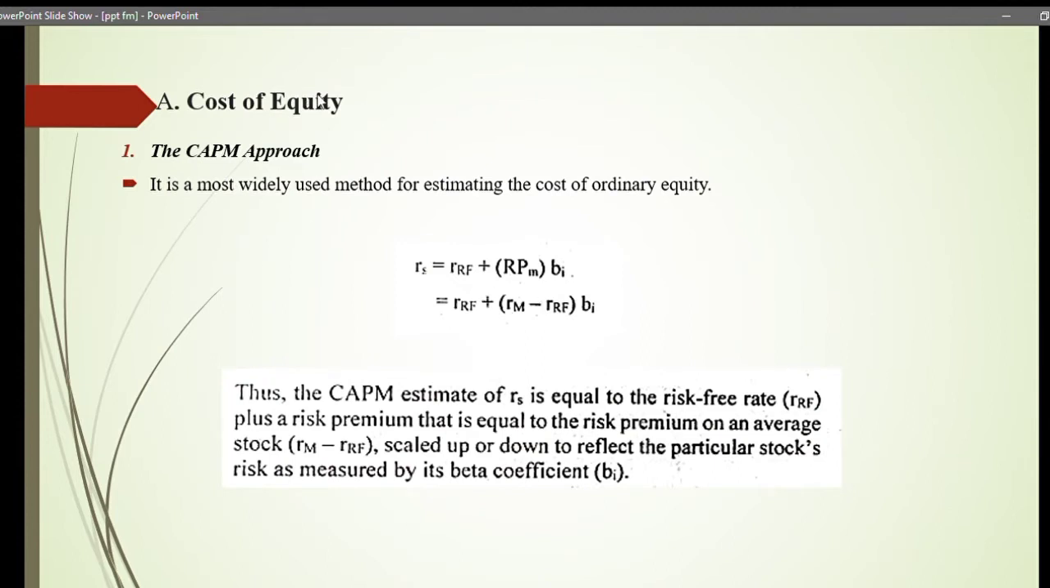We have the cost of equity, letter A. Here, we have different kinds of approaches. The first one is the CAPM approach. It is the most widely used method for estimating the cost of ordinary equity. Here is the formula: the CAPM estimate of cost of ordinary equity share is equal to the risk-free rate plus the risk premium, which is the risk premium on the average stock scaled up or down to reflect the particular stock's risk as measured by the beta coefficient. This is the symbol of the beta coefficient.